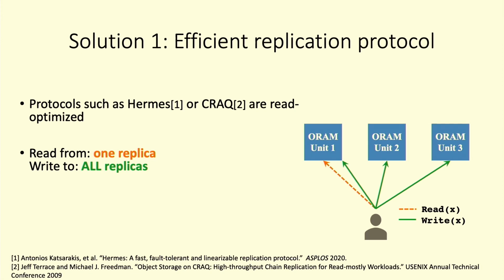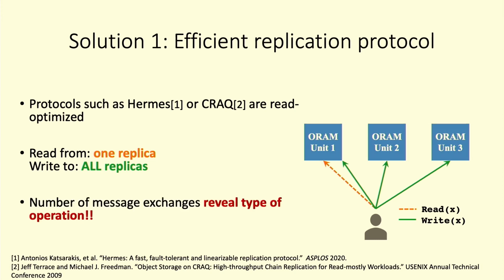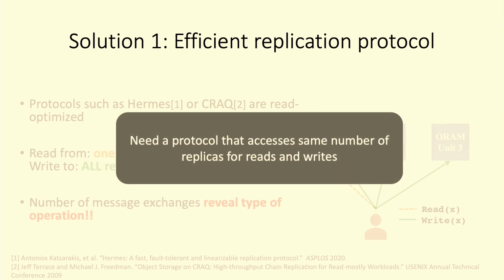Now, we cannot use such a system in developing oblivious data stores because just the number of message exchanges between the client and the server reveals the type of operation the client is performing. So this is not oblivious. So what we need is a solution that accesses the same number of replicas for both read and write operations.